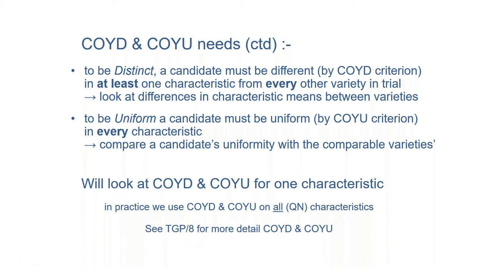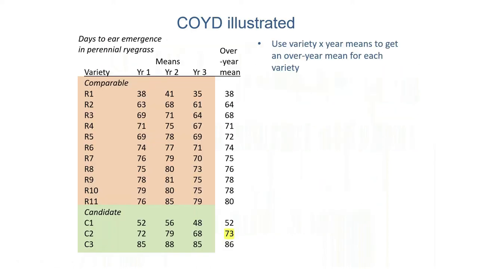There is detail there. So if we look at COI-D, which is for testing distinctness, I have some data here. It is the crop perennial ryegrass, and the characteristic is days to ear emergence. And we have the yearly means for all our varieties from the trial. We have the comparable varieties and we have the candidate varieties. For 1 year, we have it for 2 years, and in the UK, we do it in 3 years, so we have 3 years. And we use this variety by year mean data to calculate an over year mean.